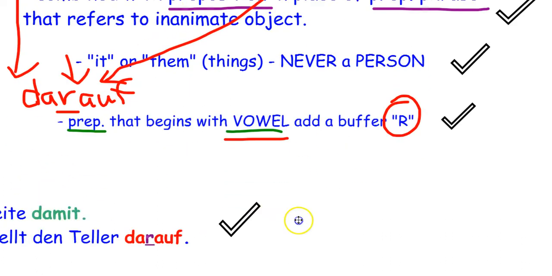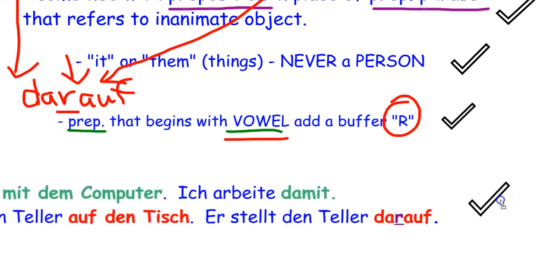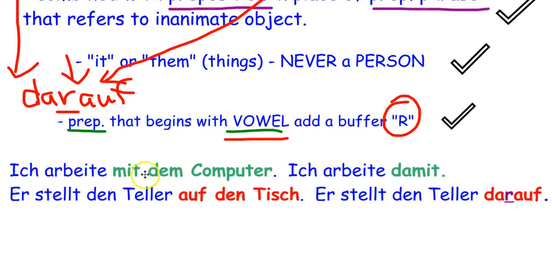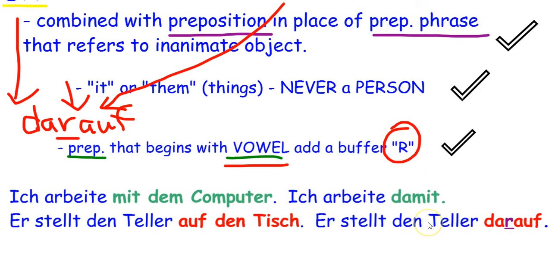So, zum Beispiel. Okay. Ich arbeite mit dem Computer. So, I work with the computer. I work with it. Ich arbeite damit. Stellt den Teller auf den Tisch. He puts the plate on the table. Stellt den Teller darauf. And I overemphasize the R, of course. The buffer R, because A is a vowel.